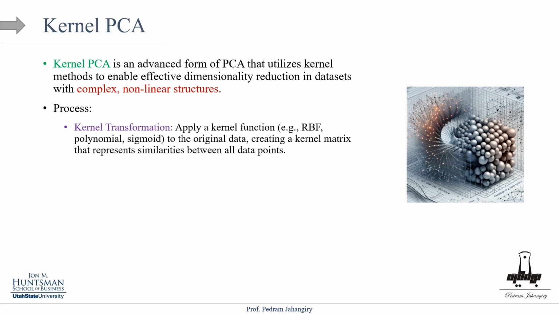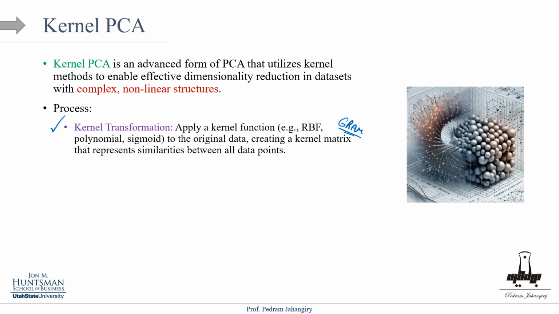So what is the process? Actually, it involves 2 steps. One is kernel transformation and the other one is dimensionality reduction. So this is slightly different than simple PCA. In simple PCA, we just calculate the eigenvalues, eigenvectors, and then we're done, right? So here we have to do one extra step, which is finding the kernel transformation. So the idea is to apply that function. Remember, we talked about the RBF, but it can be RBF, it can be polynomial, sigmoid, you name it. We apply that function to the original data, and this is going to create a kernel matrix. By the way, we call it the Gram matrix as well, that represents similarities between all data points. So this is pretty straightforward, don't overthink it.